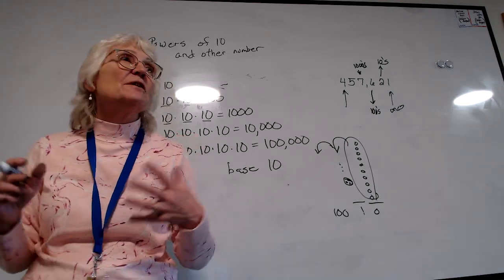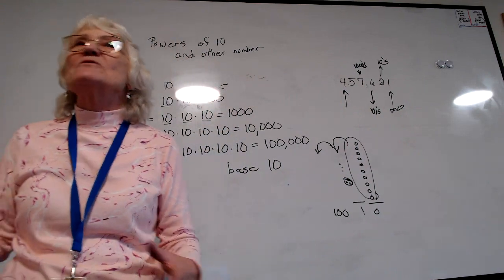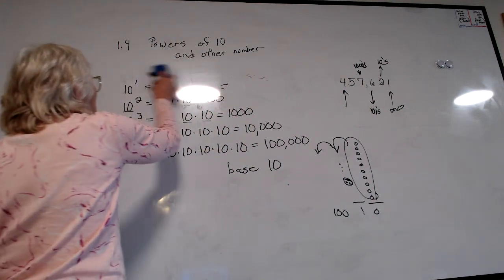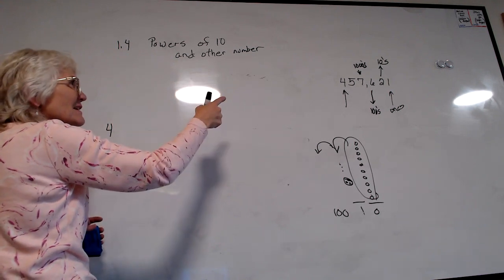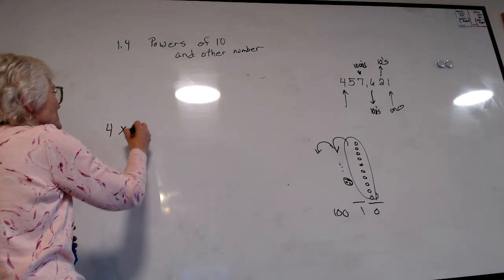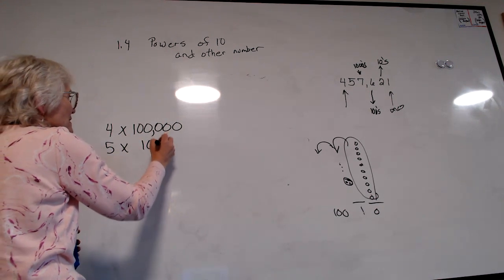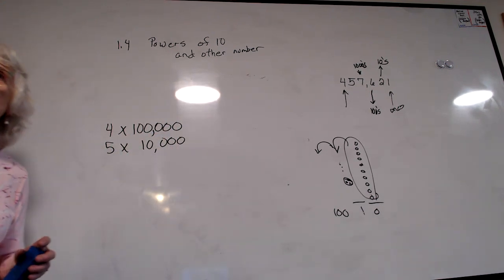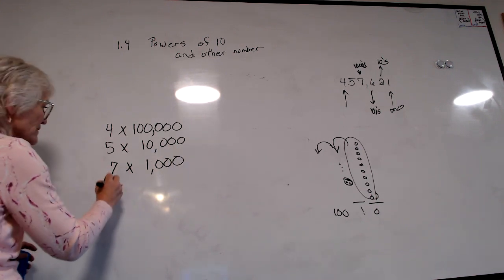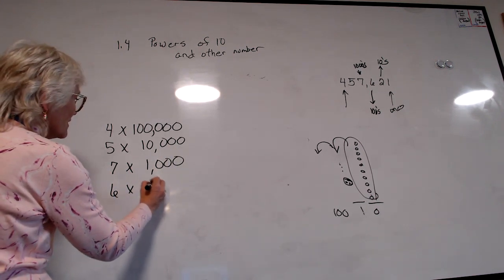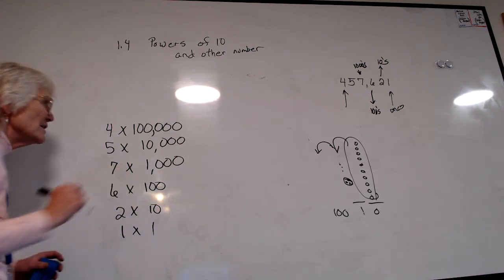So the powers of 10 are very important. You can learn to write this out as an expression with powers of 10. You can write it out to see what it means. When we're looking at this, 4 is in the 100,000s place, so it'd be 4 times 100,000. 5 is in the 10,000s place, so that's 5 times 10,000. We have 7 times 1,000. We have 6 times 100. We have 2 times 10, and we have 1 times the ones.